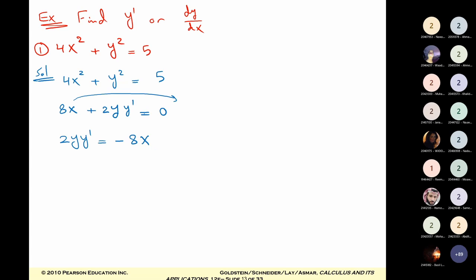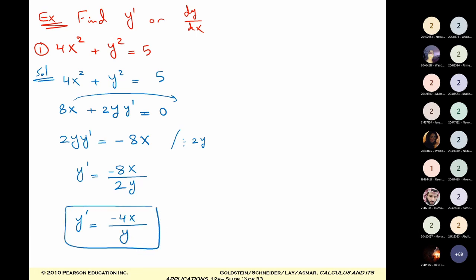Okay? To find y prime we need to divide by its coefficient. Like when we had 5x and wanted the value of x, we divide by 5. So here 2y prime, we need to find y prime, so divide by what? By 2y. So y prime equal what? Negative 8x over 2y. Okay, after simplifying, minus 4x over y. This is the y prime by implicit differentiation.